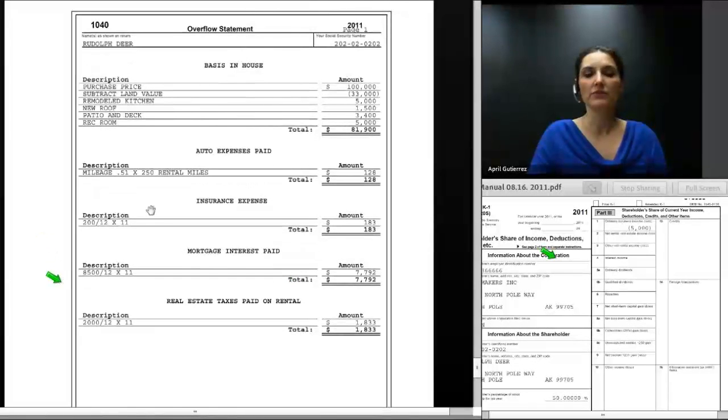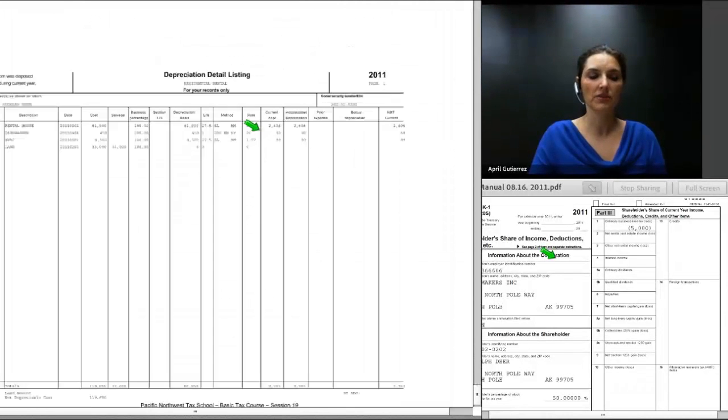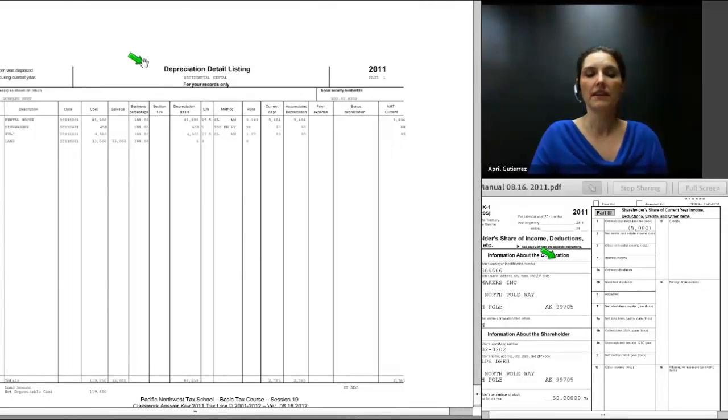And we have an overflow statement included in the answer key for you. This just shows how we've added up certain totals to arrive at numbers that have been entered on various lines of his tax return. Also included in the answer key is a complete copy of his depreciation schedule. It's essentially the same as what was included in the problem. So that concludes the review of the classwork assignment for session 19.